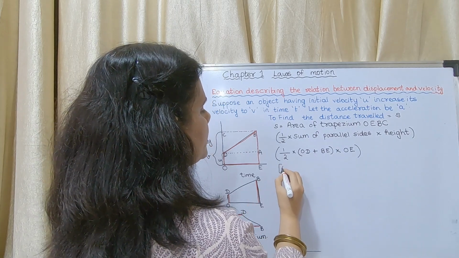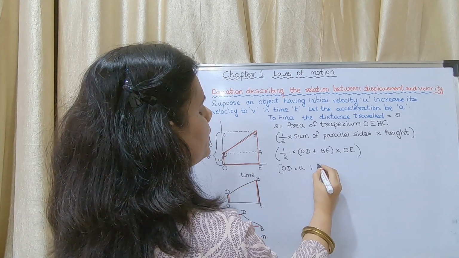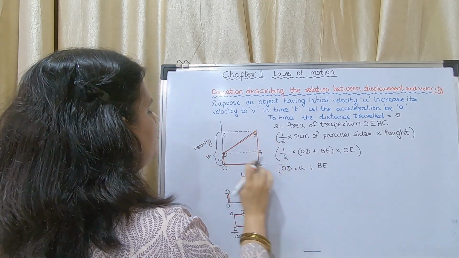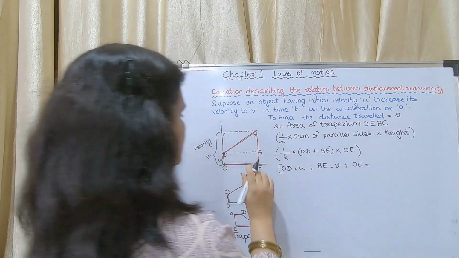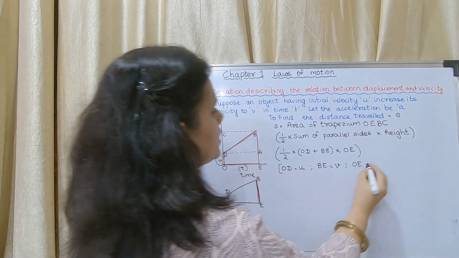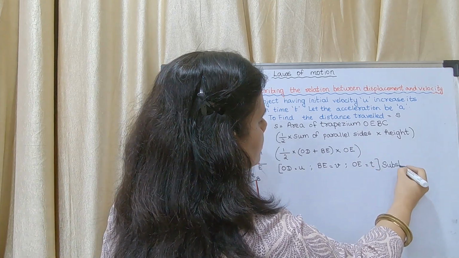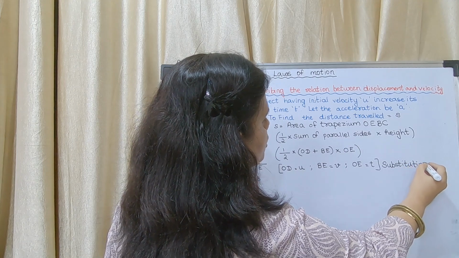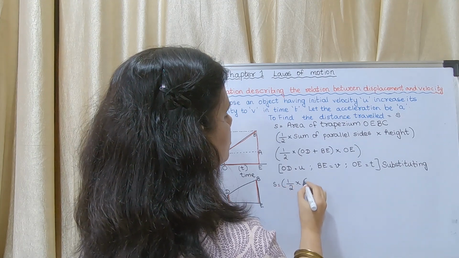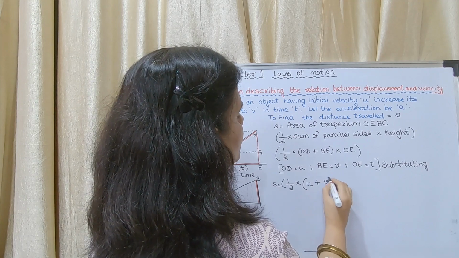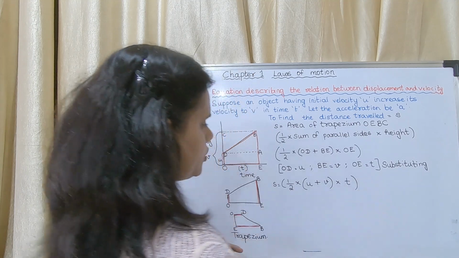Now, what is OD equal to? OD is equal to U. BE is equal to V, and OE is equal to the time, that is T. Now substituting, you will get S is equal to half into, OD is U, BE is V, into OE, that is T. You will get this much.